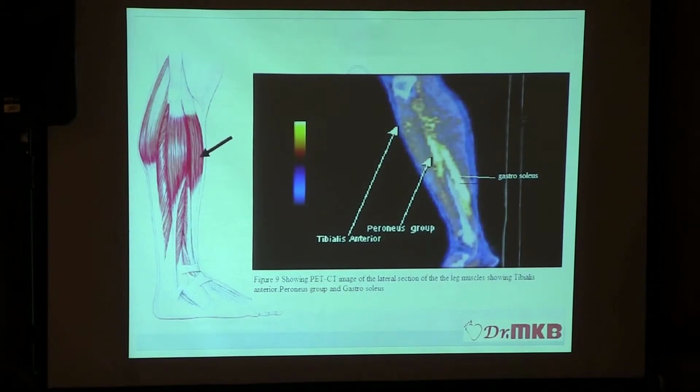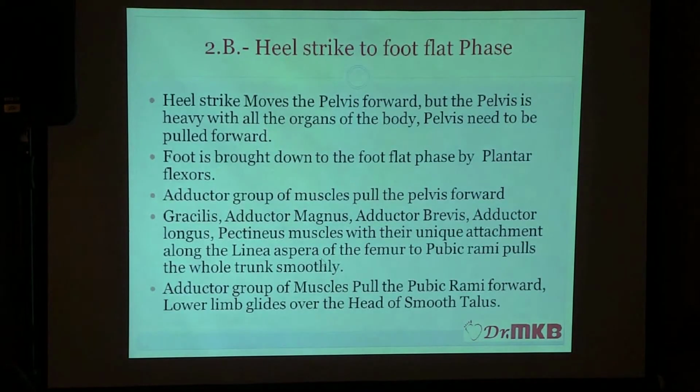You can see how much tibialis anterior is acting. This is a PET-CT photograph, showing how it's acting. You can see this. This is the tibialis anterior, EHL and EDL.